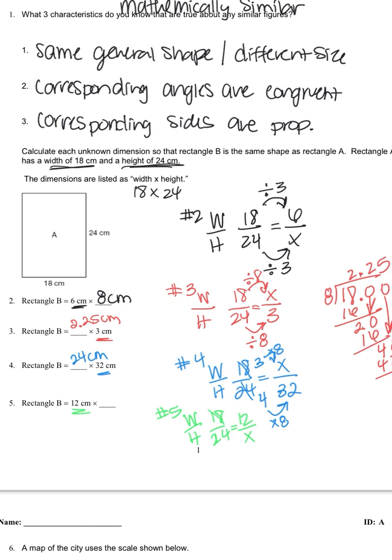18 cannot go into 24, so I'm going to divide this by 2. Half of 18 is 9. Half of 24 is 12. 9 still cannot go into 12, so I'm going to divide it again by 3. 9 divided by 3 is 3, and 12 divided by 3 is 4. 3 can go into 12 4 times, so times 4. And I'm going to do the same thing on the bottom. So 4 times 4, which is going to give me 16 centimeters to end.